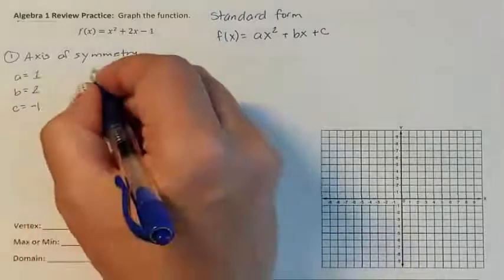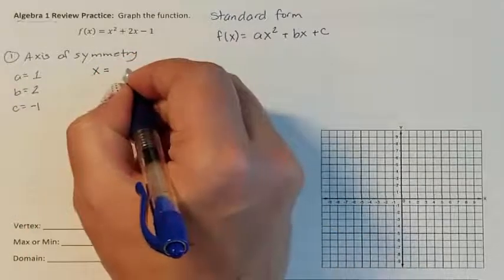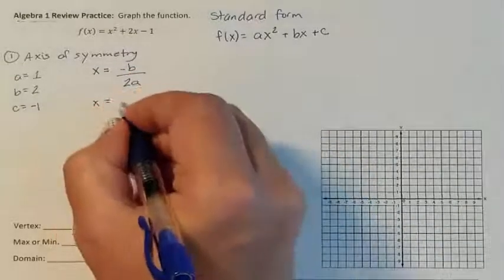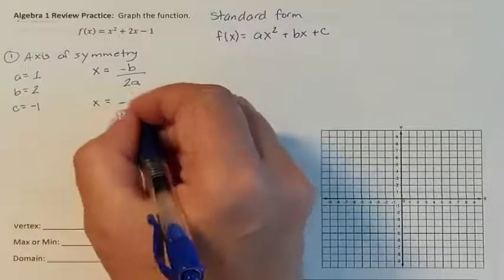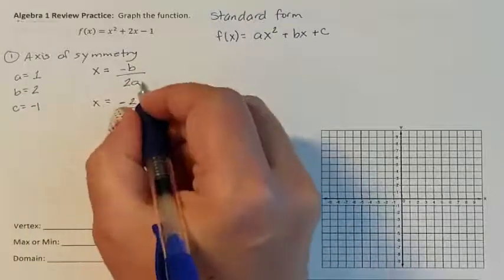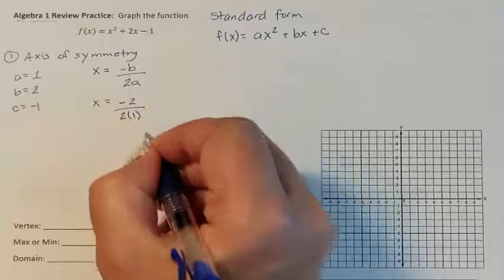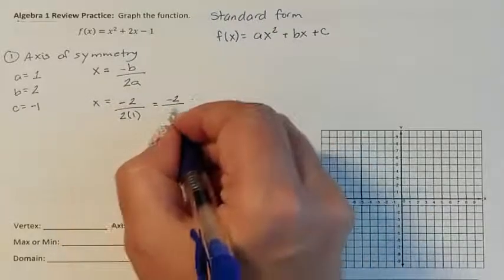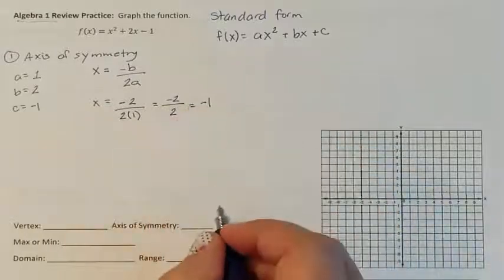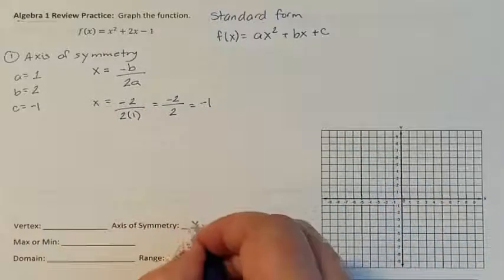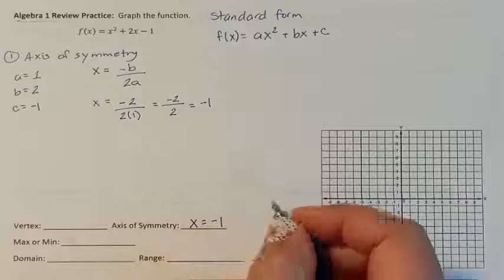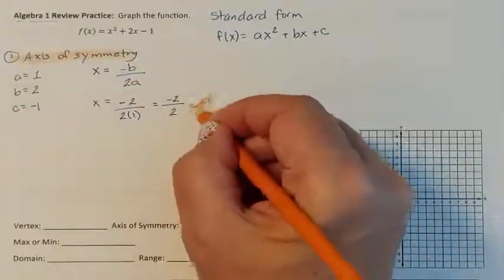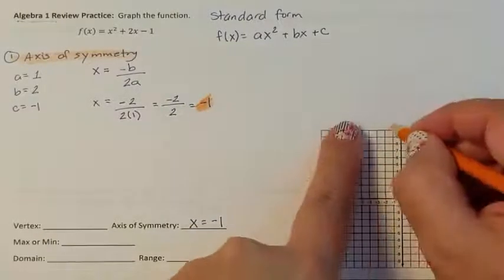Axis of symmetry has an equation, x equals negative b all over 2a. So I have x equals negative, I need my b, which is a 2, all over 2 times the a, which is a 1. So I have negative 2 divided by 2, which is a negative 1. So my axis of symmetry is x equals negative 1. So I'm going to come over here and I'm going to color it. So axis of symmetry was at negative 1. Here is my negative 1.